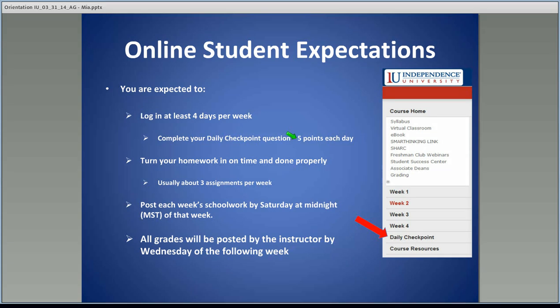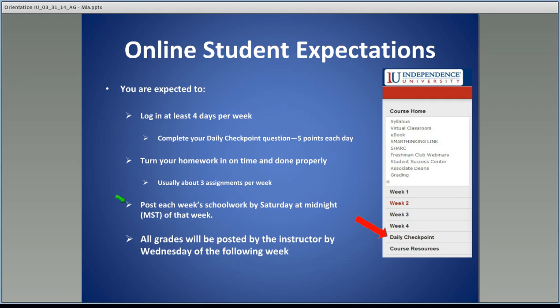Now, another expectation is to turn your homework in on time and done properly. And once again, that's going to be usually about 3 assignments per week. So if you can get your lecture done on Monday, then your first assignment Tuesday, your second assignment Wednesday, and your third assignment Thursday, you're going to be free to enjoy the long weekend with Friday, Saturday, Sunday.